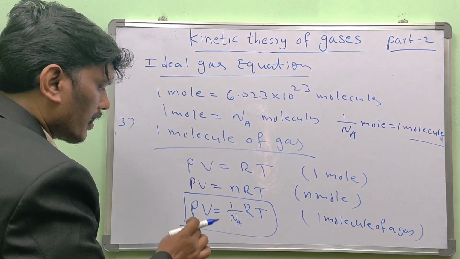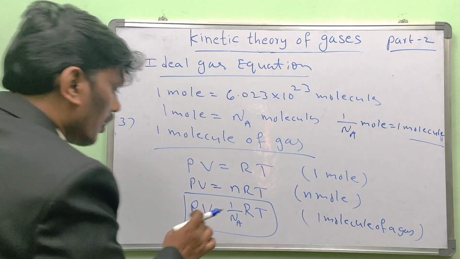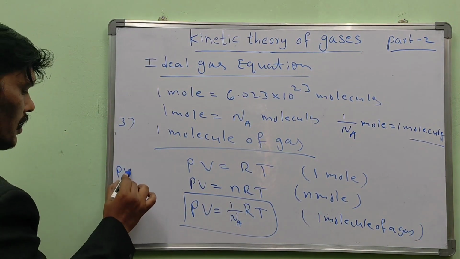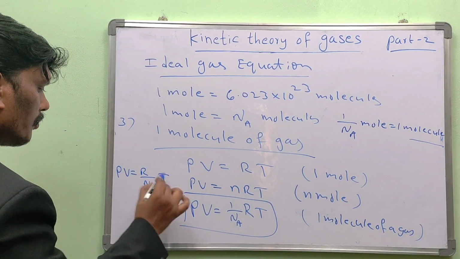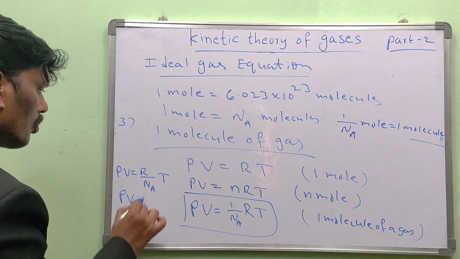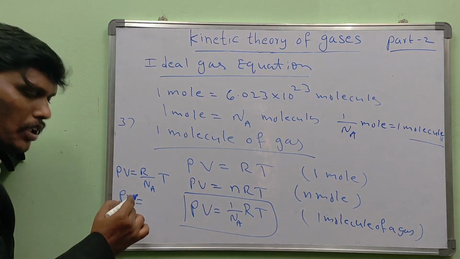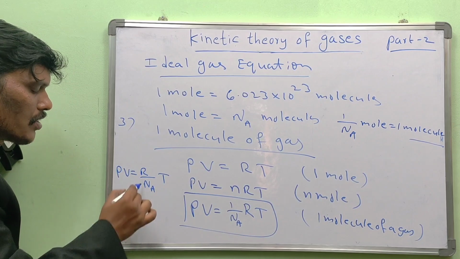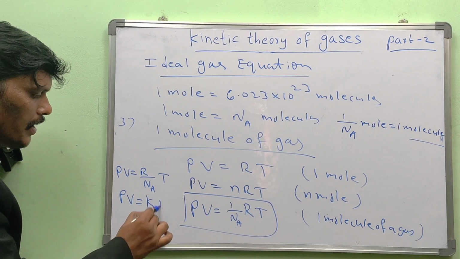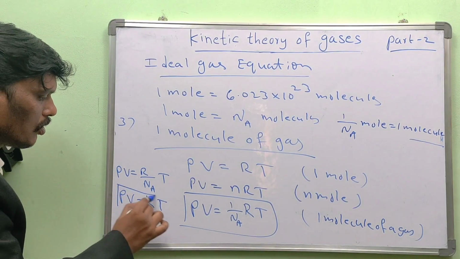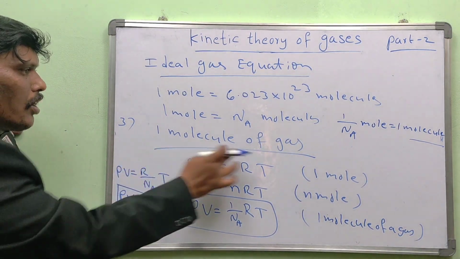This can be written as PV is equal to 1 by Na into RT, and we can write it as PV is equal to R by Na into T. R is the universal gas constant, Na is the Avogadro number. The ratio of the universal gas constant and Avogadro number is known as the Boltzmann constant K. So PV is equal to KT. This is the ideal gas equation for one molecule of a gas.